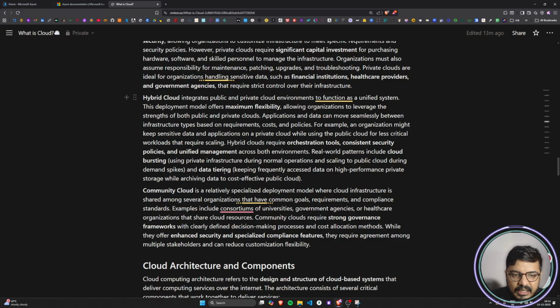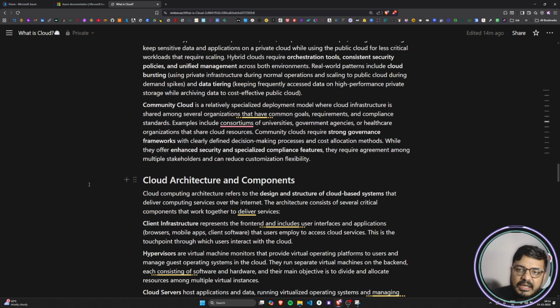Then data tiering, keeping frequently accessed data on high performance private cloud while archiving the data to cost effective public cloud. So let's suppose my organization has been saving data from the last 20 years, but on a regular basis we don't require the data from the last 20 years. So I can archive the data of, let's suppose, the last 15 years to something like cold storage of S3, or let's say Azure ADLS, and the rest, the last 5 years of data, I will keep on my private cloud. So this is basically what a hybrid cloud infra is.